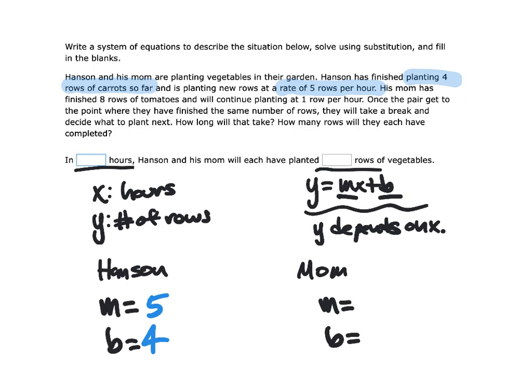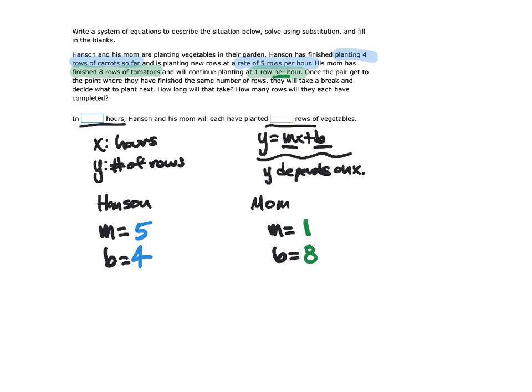The next one, for Mom: his mom has finished 8 rows of tomatoes already, and will continue planting at 1 row per hour. So for Mom, her slope is 1, because that's the word per, and she's already started with 8. It's really important that we set up our equation for both Hanson and Mom. So for Hanson, y equals 5x plus 4. And for Mom, y is equal to 1x, which is just x, but I'm going to put the 1 there, plus 8.